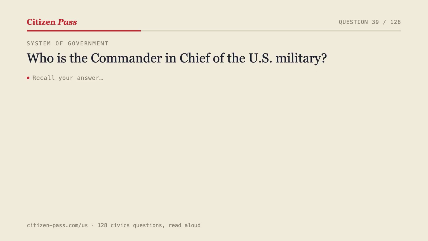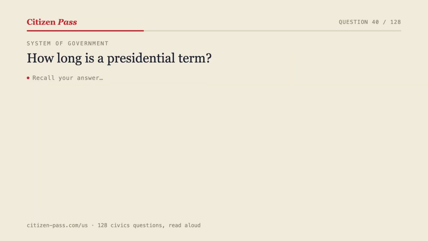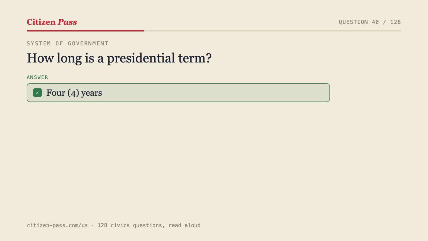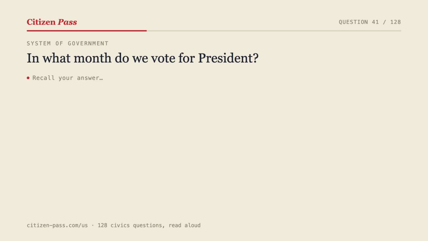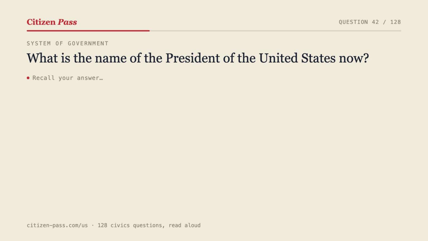Who is the Commander-in-Chief of the U.S. military? The answer is the President. How long is a presidential term? The answer is 4 years. In what month do we vote for president? The answer is November. What is the name of the President of the United States now?